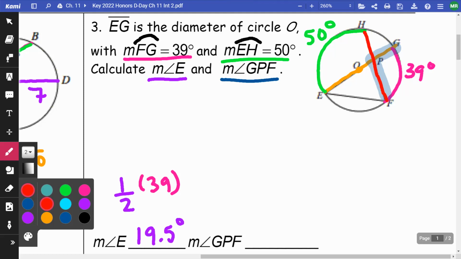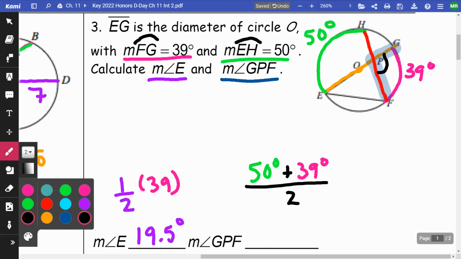So if I'm trying to find this angle right here, I'll do it in black, this angle right here. What I'm going to do is take the intercepted arcs that the two chords that form that angle also form, the 50 degrees plus the 39 degrees. I'm going to add them up, divide by 2. And that is going to give me what I want. So it's going to be 89 degrees divided by 2, and that is going to be 44.5 degrees.